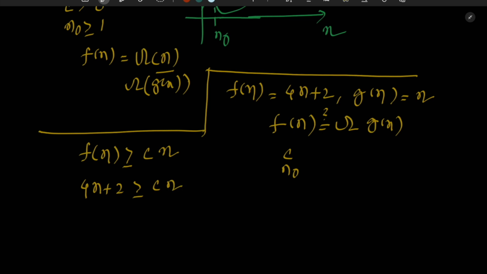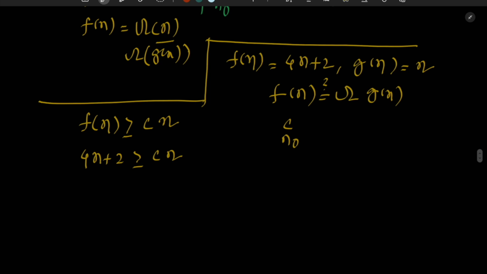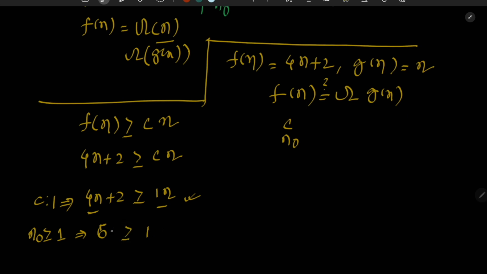So what happens when we take the value c as 1? Let's say we have 4n plus 2, and this is greater than or equal to 1·n. Basically, what we have done is choose the value c as 1. So for all the values of n naught which are greater than or equal to 1, this condition is going to be satisfied. Let's say if we have n naught as 1, then we will have 4 plus 2, which is 6, and this is 1. So this is greater than this.